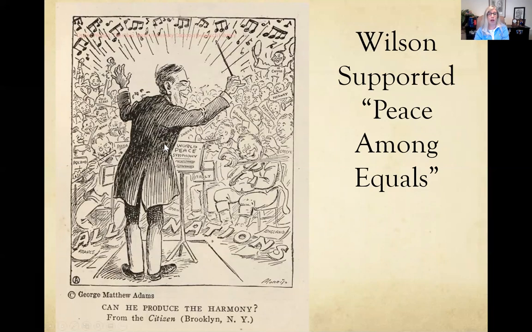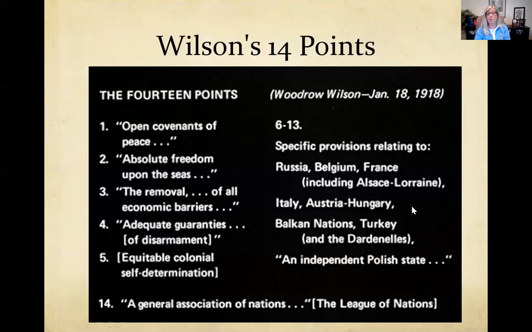Can he produce harmony? You've got the World Peace Symphony, all of the nations, and all of these countries over here. Can he actually bring them together in this idea of peace among equals? In his State of the Union address, when the US entered the war in 1918, he laid out his plan for what he envisioned the post-war world to look like. And that's the 14 Points, which you need to be very, very clear on. There are 14 separate provisions that he establishes as a goal for the end of the war, which would now be what they're negotiating at Versailles.